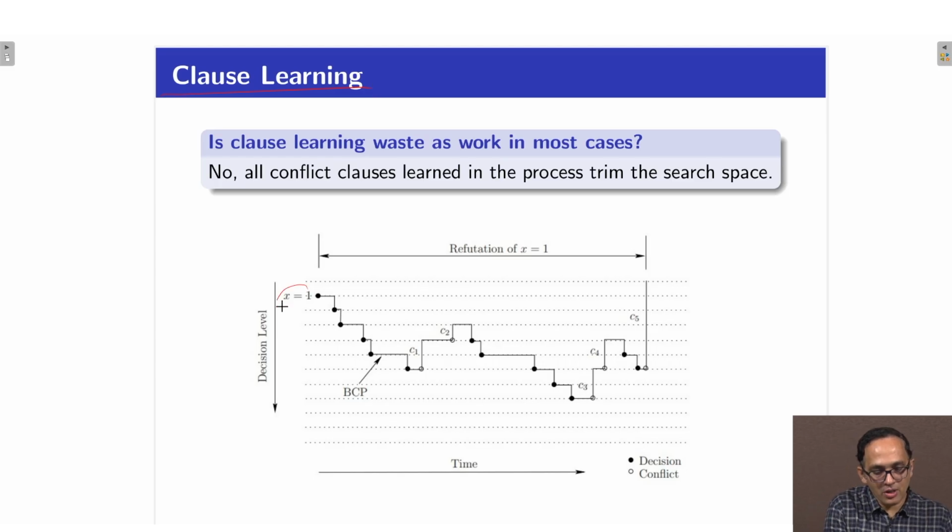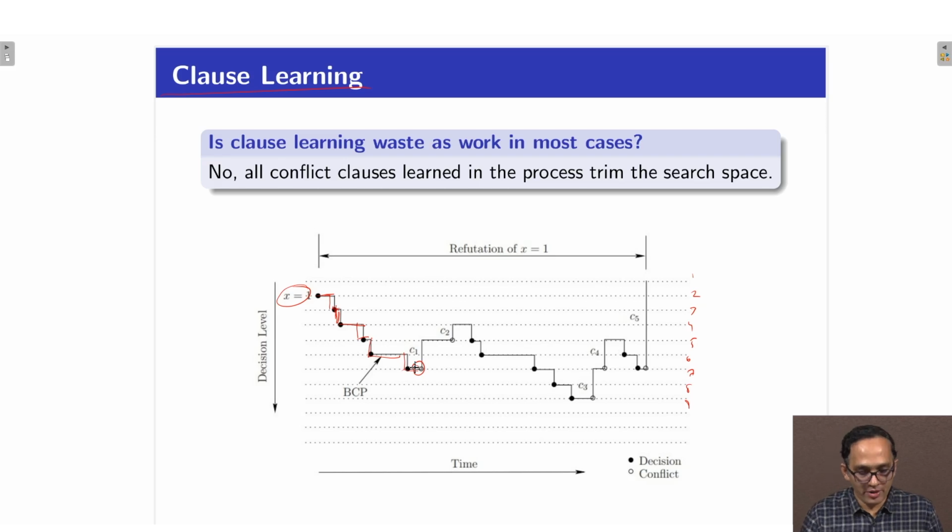Let us say you have taken x equal to 1 at decision level 2, and this is followed by BCP. After that, some BCP happens. Then again you take another variable, say y equal to something, so you go to the next level. Whenever you take a new decision, you go to the next level, and again some BCP happens, you take another decision, again BCP happens, and so on, and then finally you get a conflict.